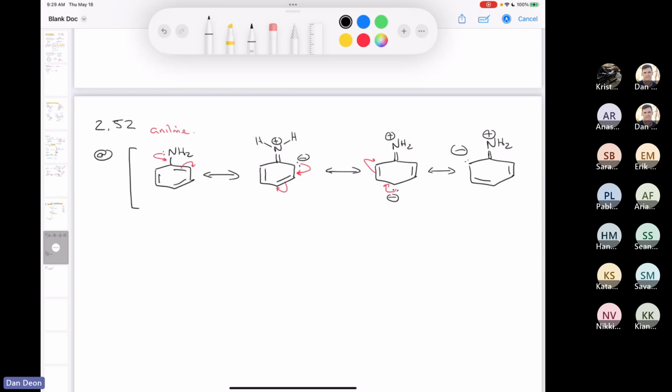Of course, you can draw another resonance form, but that's going to take you right back to the beginning. If you make a pi bond here and put the lone pair up here, that takes you right back here. So nothing really new there. And so there you go. We've drawn all the resonance forms of aniline. Let's try 2 more.